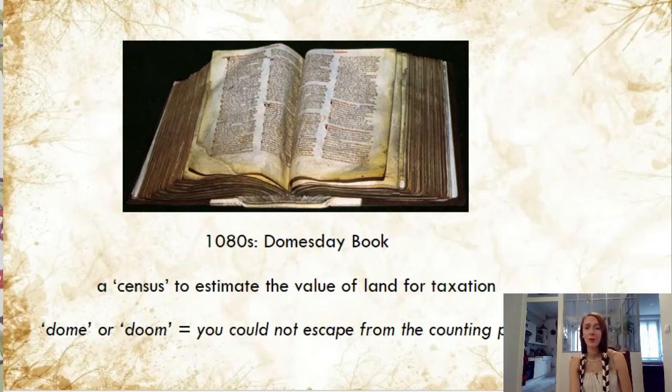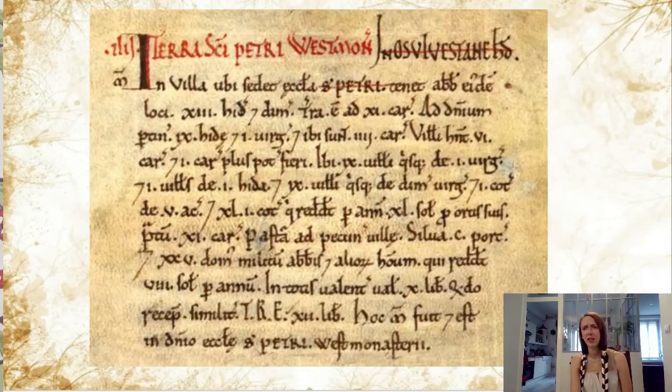Now you've got the word doom, which is basically the Old English word for judgment. The survey was therefore likened to a sort of day of reckoning from which there was no appeal. The survey was completed in 1086. So to sum up, 1080s, Domesday Book, a census to estimate the value of the land for taxation. Doom basically is the sense that you just cannot escape the counting process, that sense of doom. A feeling that has also become a little bit common these days, that feeling of doom.